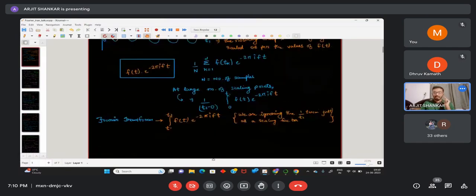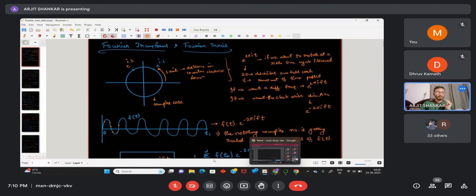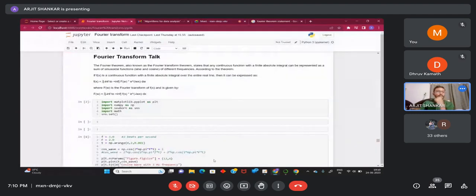Before beginning, to explain what exactly Fourier series or Fourier transform is, we need to understand what exactly the Fourier theorem is. I'm not going to cover any rigorous proofs in this talk. It's just to give you a kind of mathematical intuition on this.